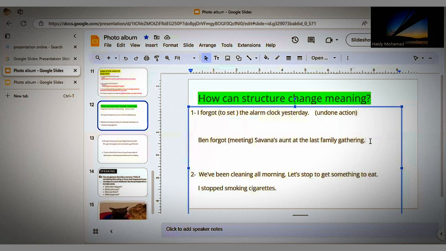How about the second one? Ben forgot meeting Savannah's aunt at the last family gathering. Did meeting Savannah's aunt happen? Yes, it happened. But he forgot. So he forgot this action, and we have here an action that is done.